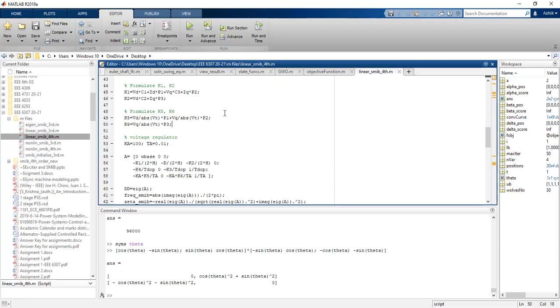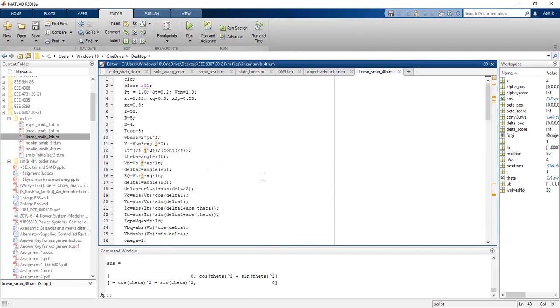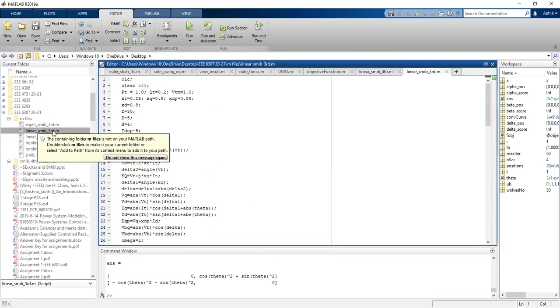So this is the file. Do you see the MATLAB window? Yes, sir. Okay. So this is the same file that we did for the linear third order single machine infinite bus system. Same data set. So this is the third order model.